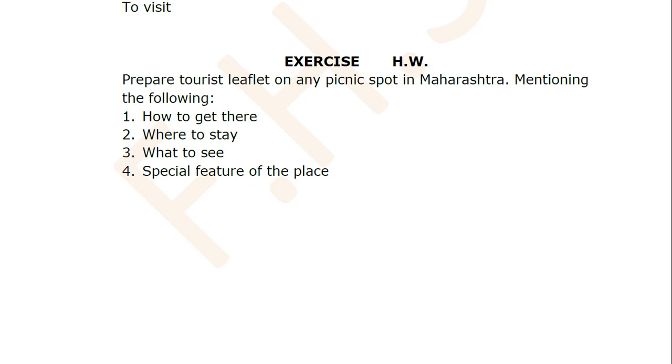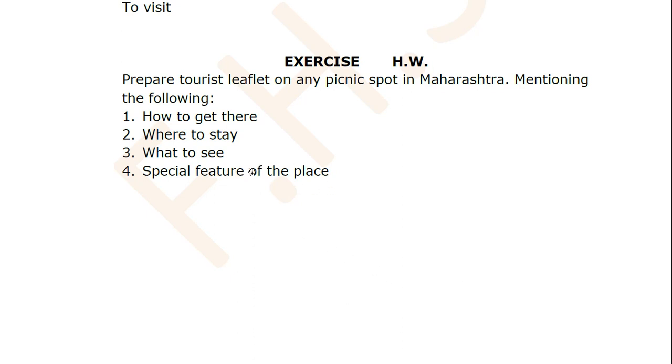Clear? Okay. Now let's come back to our tourist leaflet, the homework exercise. Prepare a tourist leaflet on any picnic spot in Maharashtra mentioning the following points. See, there should be more than these points, not only these points. These points are only compulsory: how to get there, where to stay, what to see, special feature of the place.